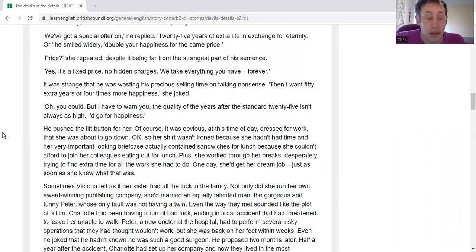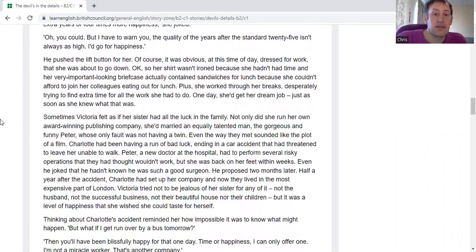He pushed the lift button for her. Of course, it was obvious at this time of day, dressed for work, that she was about to go down. Okay, so her shirt wasn't ironed because she hadn't had time, and her very important-looking briefcase actually contained sandwiches for lunch because she couldn't afford to join her colleagues eating out for lunch. Plus, she worked through her breaks, desperately trying to find extra time for all the work she had to do. One day, she'd get her dream job, just as soon as she knew what that was.